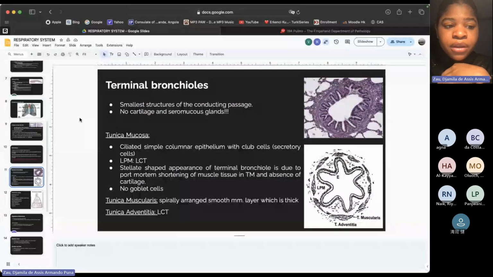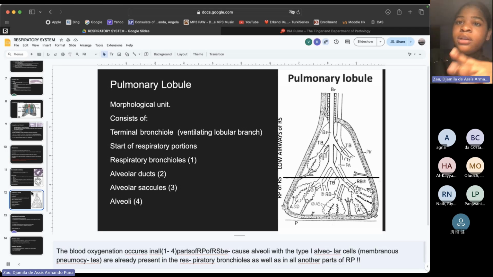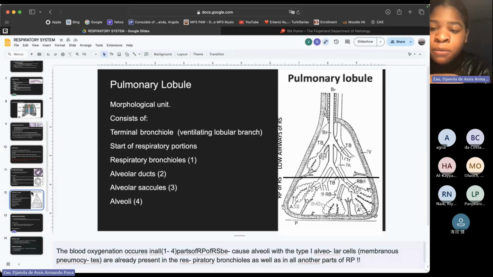And lastly, we're going to go to the pulmonary lobule. So we ended the bronchial tree, right? We ended it with our terminal bronchi, because we're going from main bronchus to lobar to segmental and to terminal, to the end portion. And in the terminal, we're going to find what's known as the pulmonary lobule. And the pulmonary lobule is a morphological unit.